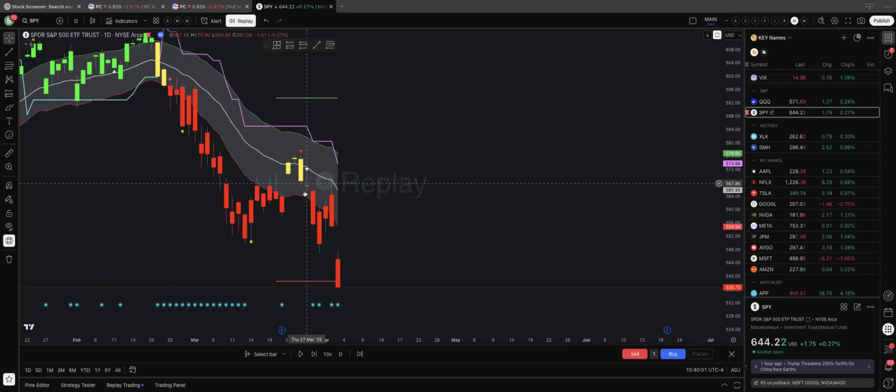Here was your entry. Once it moves outside of this entry zone, this cloud in the background, you don't want to enter trades. You only want to enter trades within this zone. That red line is the last chance for you to get in before there.